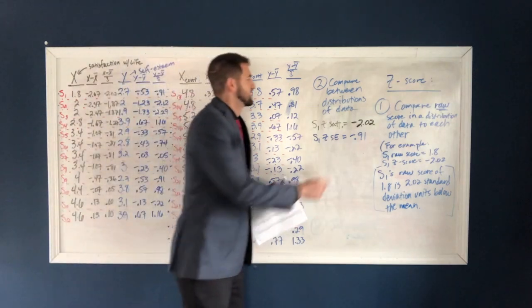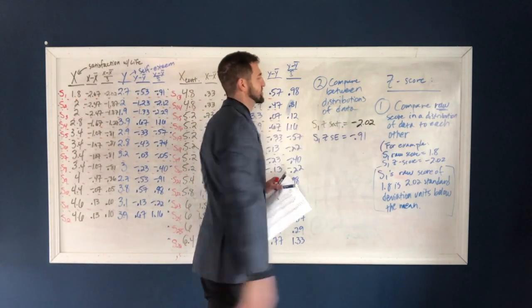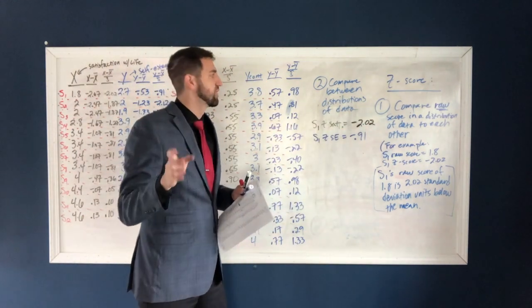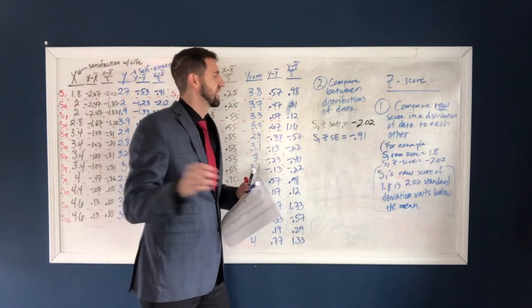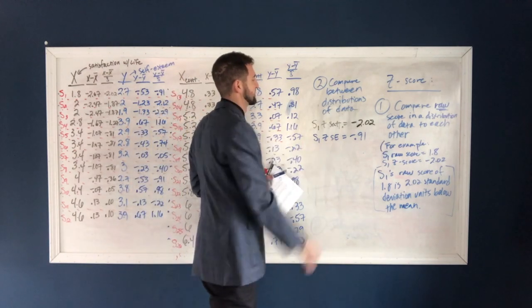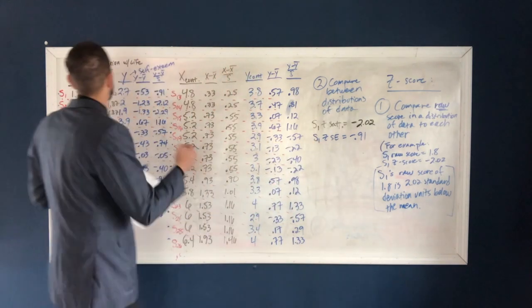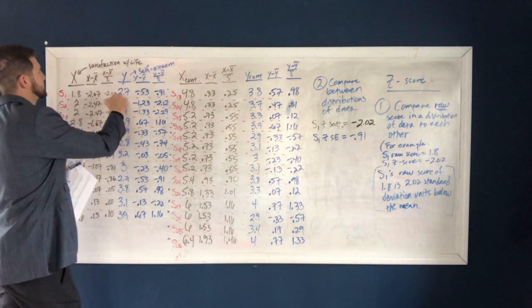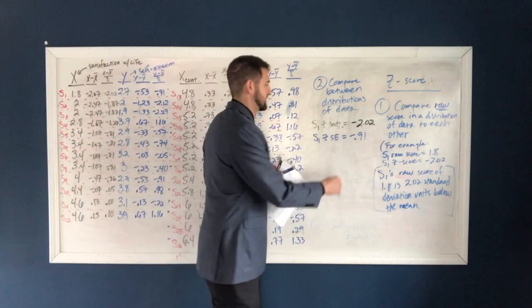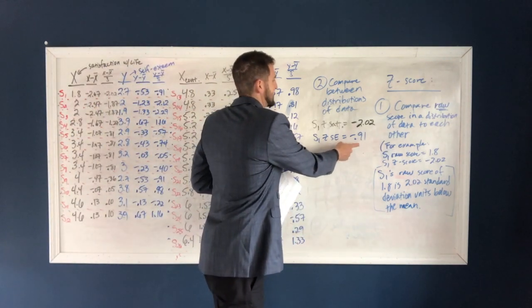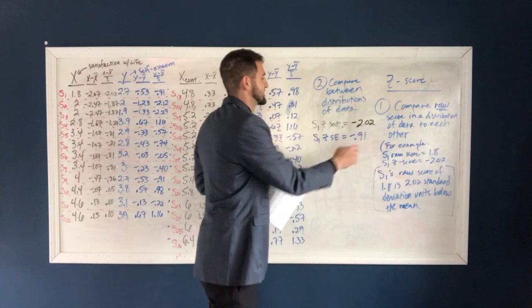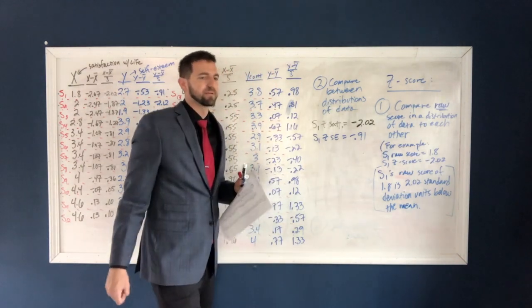1.8 is 2.02 standard deviation units below the mean. Okay? Now let's do their interpretation for self-esteem. Subject 1's raw score for self-esteem is 2.7, and that is negative 0.91 standard deviation units below the mean. Okay.